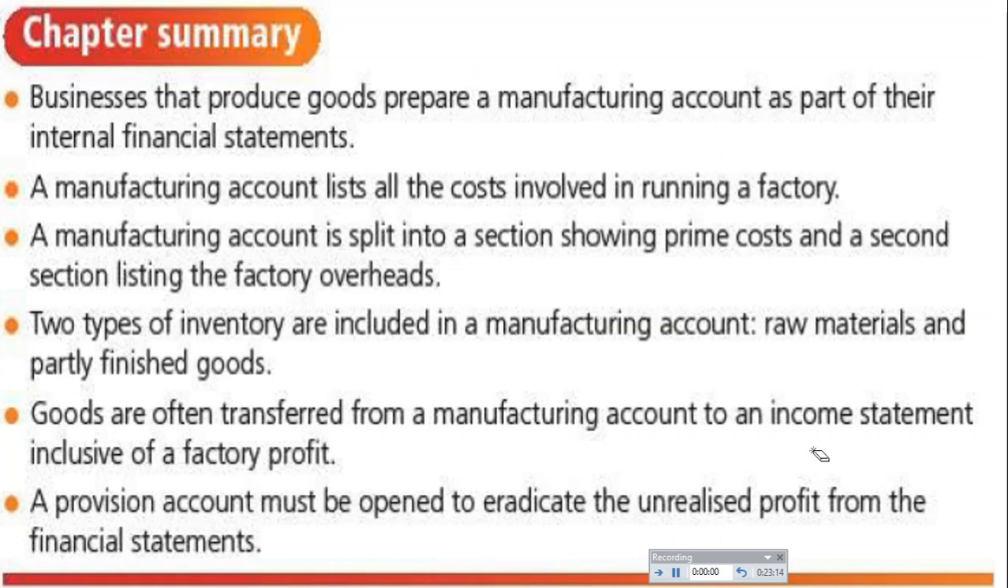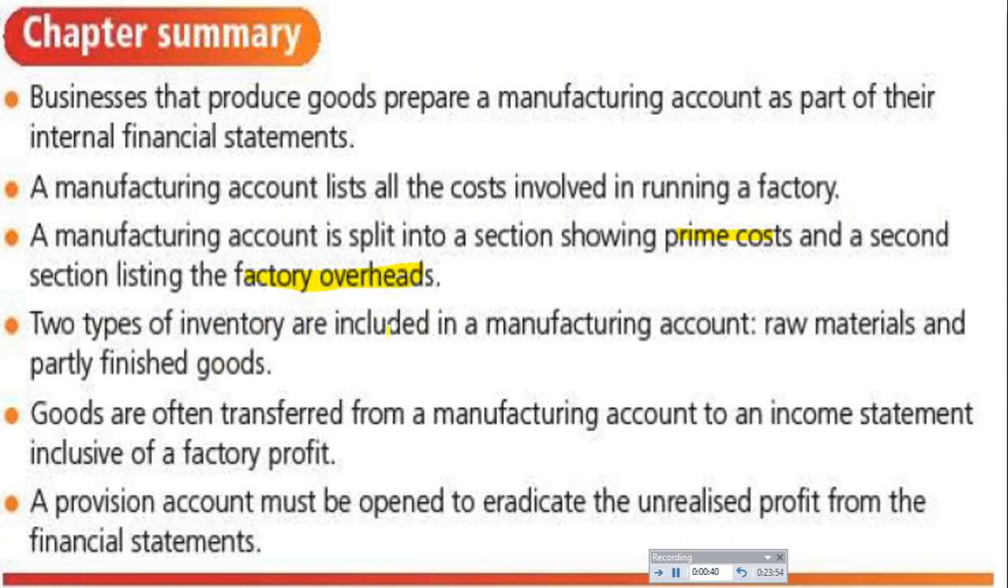Now summary of this chapter. Businesses that produce goods prepare a manufacturing account as part of the internal financial statement. So a manufacturing account is prepared by those businesses which produce goods, as part of the internal statement. Then a manufacturing account lists all the costs involved in running a factory. It is shown as prime cost plus factory overheads. A manufacturing account is split into sections showing prime cost and, second, a list of factory overheads. So these were the two components used to find your manufacturing cost in the manufacturing account.